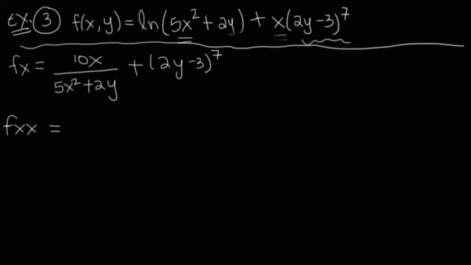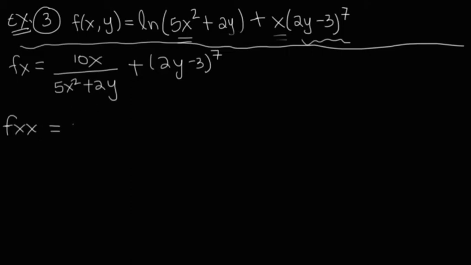So basically, we've taken fx already. We don't need to redo it. And now we're going to take it again with respect to x. Now, of course, the function is very different this time. Here we've got the first part, we've got a quotient rule. I know it's a quotient rule because the top function has an x in it and the bottom function has an x in it. Keep this in mind for when we do fyy. You're going to see how it's different.